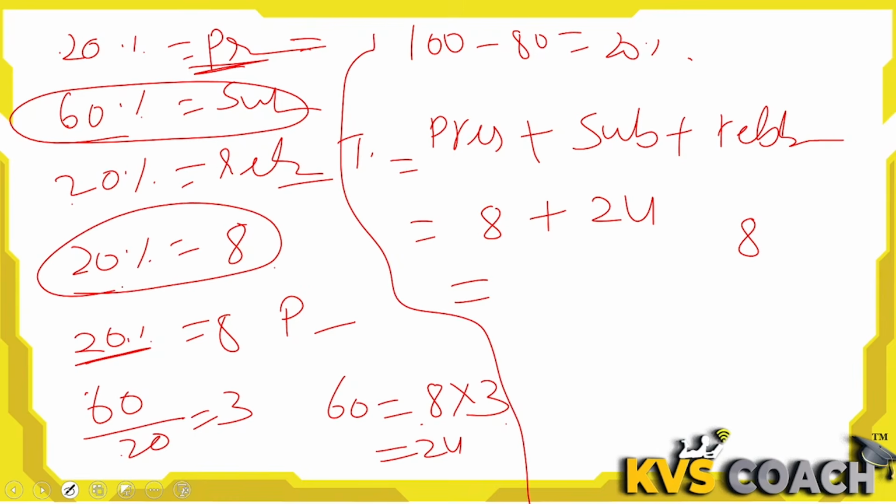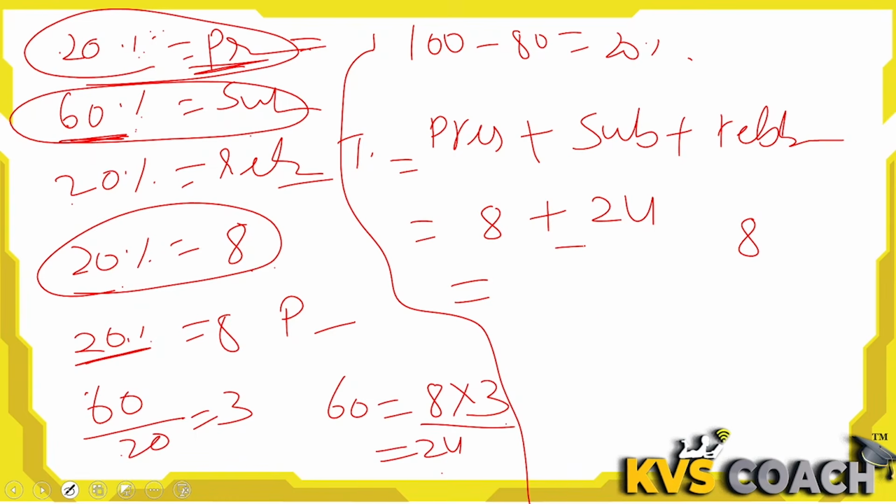This is given: 20% is equal to 8 for rebuttal. So for presentation it is also 20%, so it is also 8. And for subject matter here it is 60%. 20% का 3 टाइम्स होता है 60%. It means जो 20% में मार्क्स हैं उसका 3 टाइम्स मार्क्स क्या होंगे सब्जेक्ट मैटर के. That's why 8 into 3 is equal to 24.